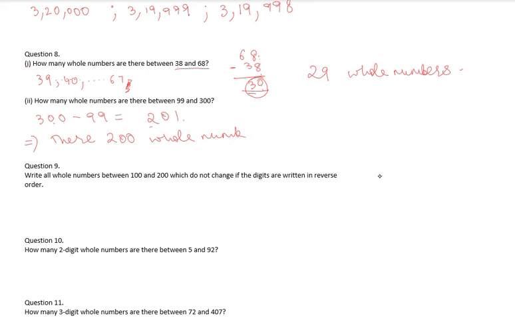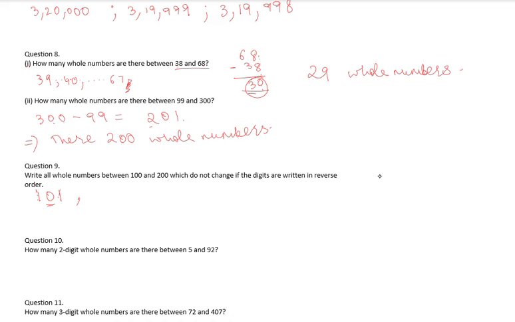Okay. The next question is number 9. Write all whole numbers between 100 and 200 which do not change if the digits are reversed. The number just after 100 is 101, and if I interchange the digits, the hundreds place goes into the ones place and the ones place goes into the hundreds place, and the tens digit remains as it is because it is a 3-digit number. This is also called swapping. So the reverse number is the same as the original number.